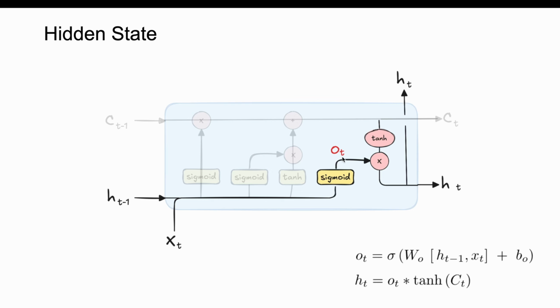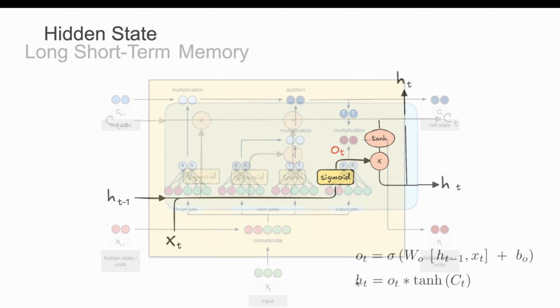Then we get OT, and we multiply OT with tanh of CT. Here we are not having any kind of weight, because this is not a neural network layer, this is a pointwise operation. So for each of the values in CT, we pass through tanh and multiply with OT, and this will filter the cell state to give us the output HT, which can be fed into the next time step or used as an output.